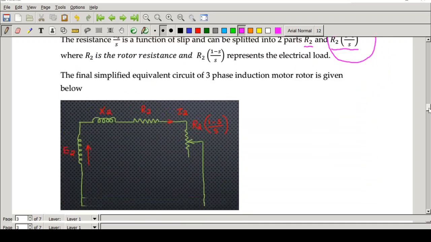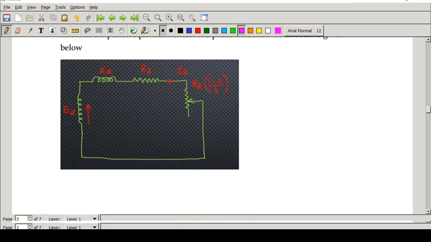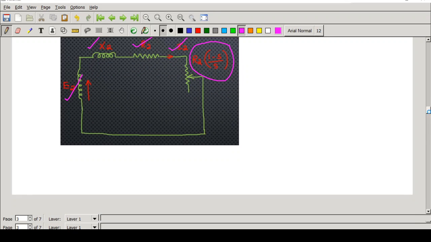So we can just modify the circuit. See here, E2 is the induced EMF, X2 is the reactance of the rotor winding, R2 is the resistance of the rotor winding, I2 is the current flowing, and this R2 into (1 minus S) by S represents the electrical load. So we have modified the equation. After modifying the equation, the same thing is represented in the equivalent circuit diagram. This is the equivalent circuit diagram of the rotor.